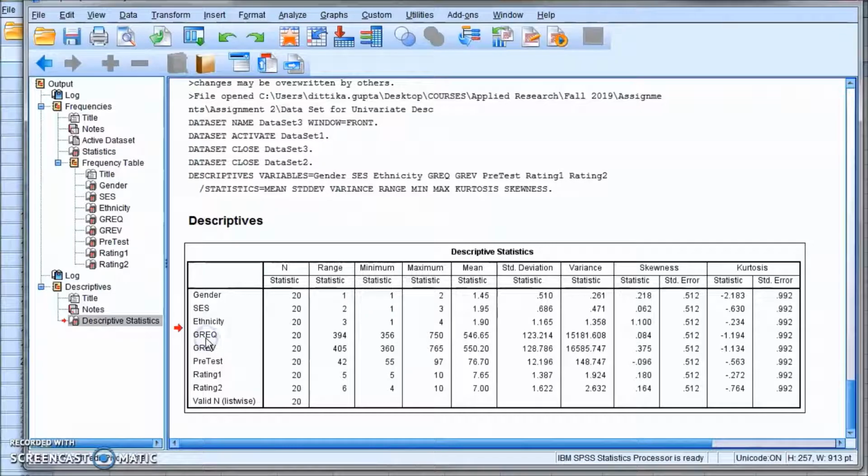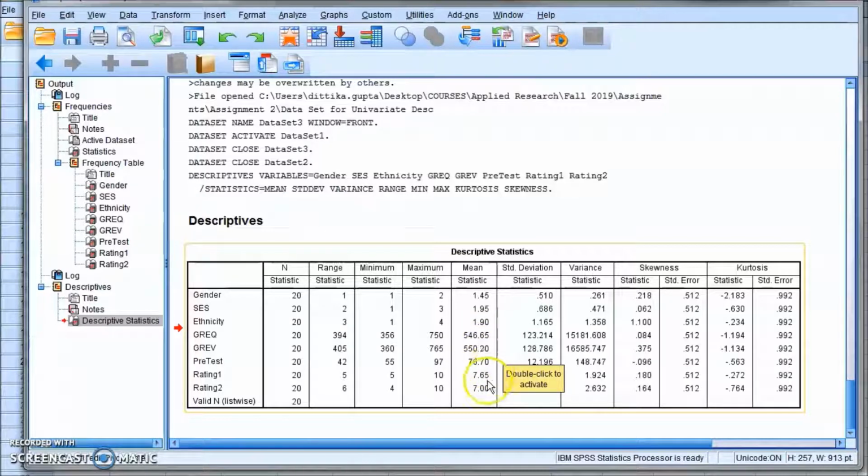What makes sense is the GREQ, because it gives you the minimum and the maximum. So what was the range over here? Again, minimum, maximum. Here are my means. Once again, 1.45 is the gender mean. Does it make sense? It doesn't really make sense. So you have to be careful. We ran it for all of it, but what makes sense to you? So the mean for GREQ and GRE verbal makes sense.